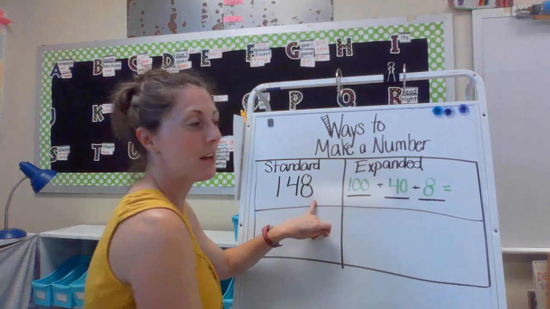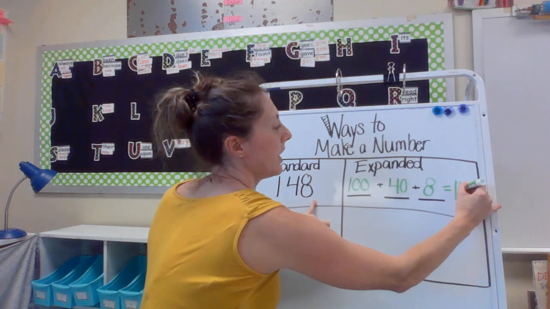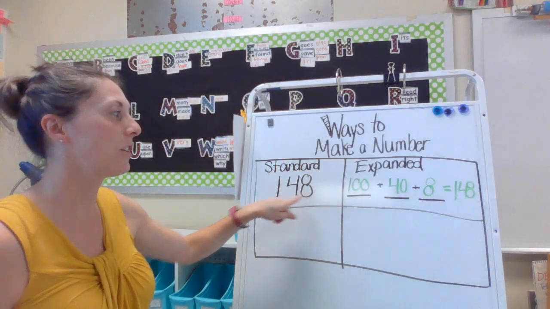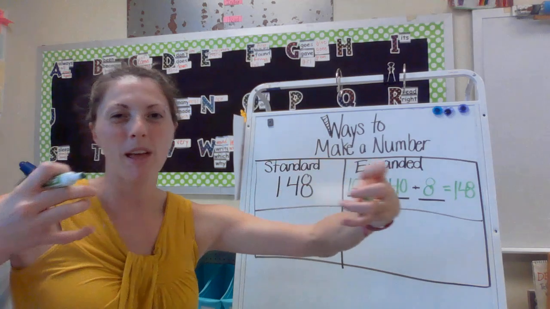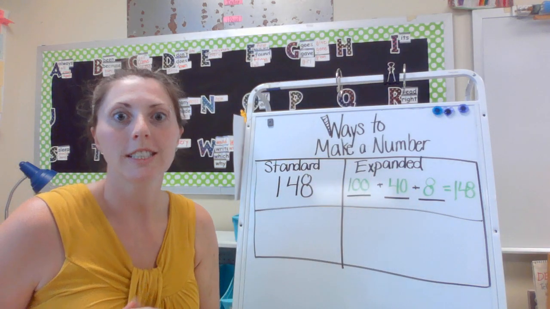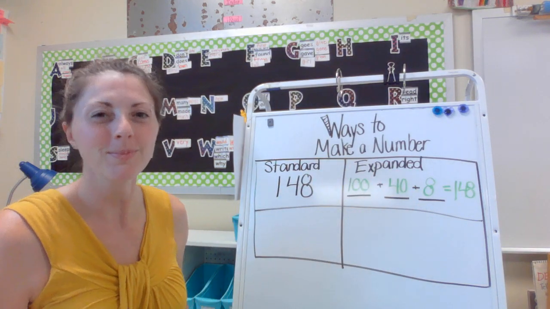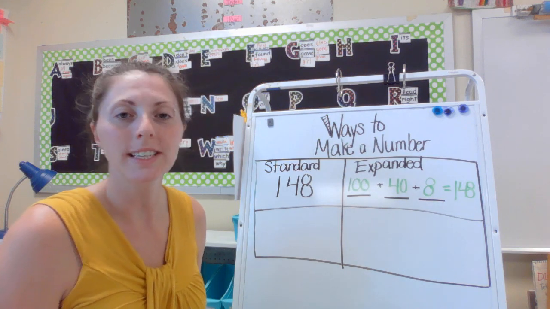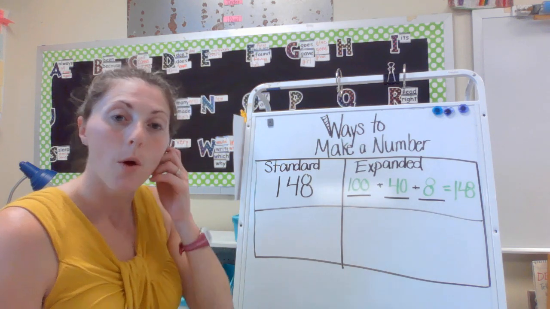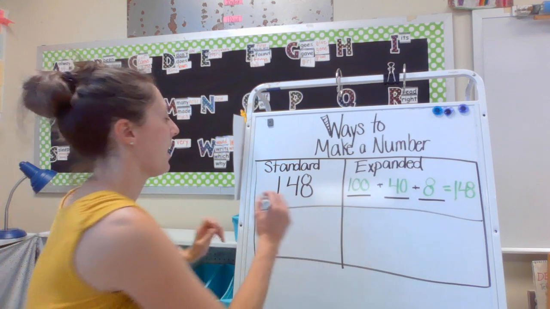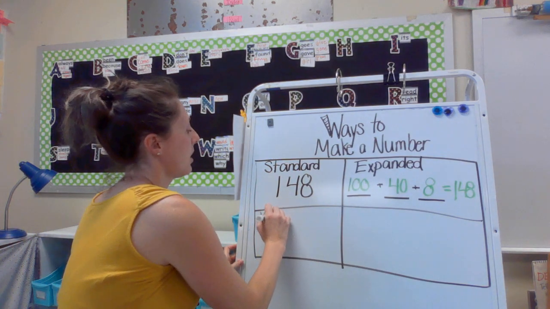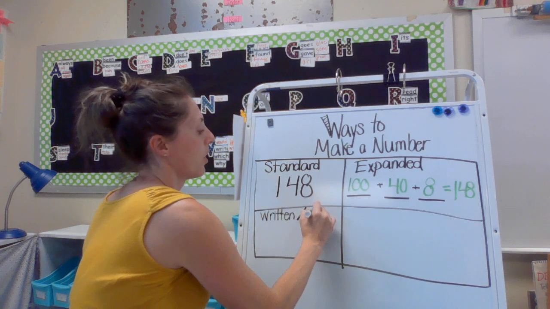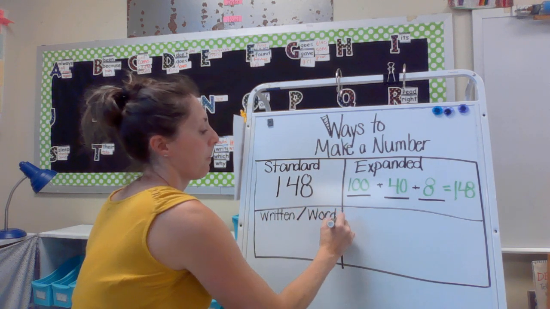And when I add it up, I get 148. I get the standard form when I expand it and I do Stretchy Sam. The next form, some people call it written, some people call it word. Either way is fine. Here we have the written form or word form.